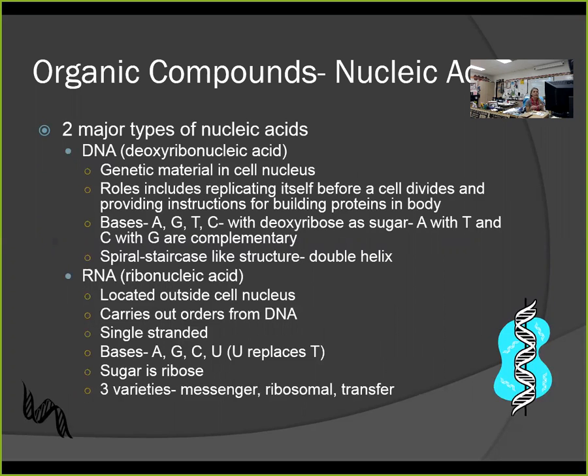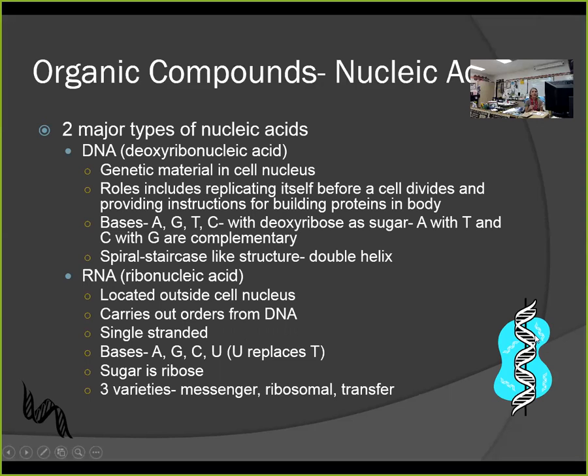So you have two types, DNA, deoxyribonucleic acid. This is our genetic material, right? Its roles include replicating itself before a cell divides, and it also provides the instructions, like a blueprint, for proteins in the body. The bases are adenine, guanine, thymine, and cytosine, with deoxyribose as the sugar. Adenine and thymine complement each other, and then the cytosine and guanine complement each other. And it has that double helix structure that you always see, like in this picture down here.